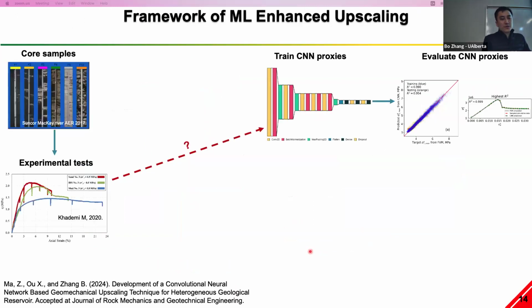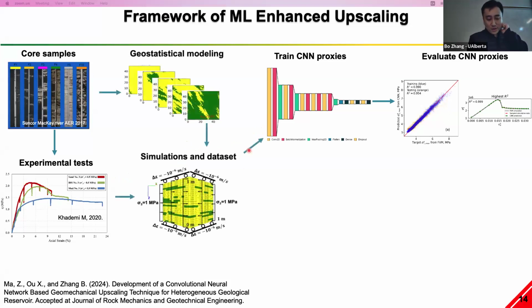So let's first look at the framework for machine learning enhanced upscaling. When we have a lot of core samples, ideally, we want to do a lot of experimental tests, which are triaxial tests, and each one will take more than 2 hours or even a day or 2. That won't be realistic, right? And we all know, in order to do machine learning, we need a lot of training samples, right? How do we really bridge that gap here?